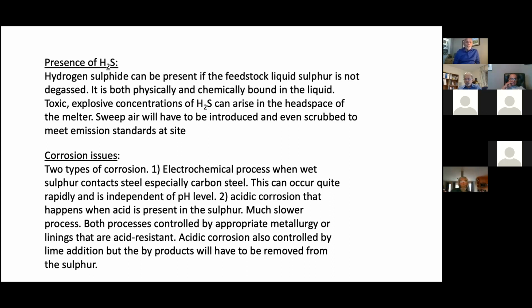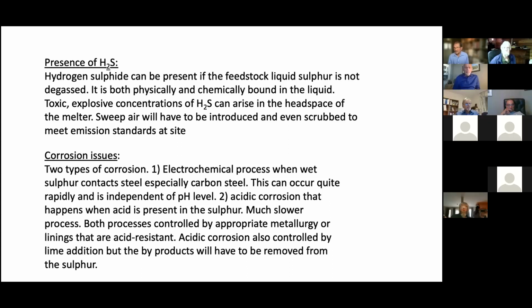And there are also corrosion issues that are faced depending on the metallurgy you use, of course. That's what I've been talking about, metallurgy. You have an electrochemical corrosion process when wet sulfur contacts steel, especially carbon steel, and it can occur quite rapidly, and it doesn't depend on the pH level of the sulfur, believe it or not. And you also have acidic corrosion when acid is present in the sulfur. Now, again, I'm not going to go too much into the detail of these corrosion processes. I've got plots and all that. But you have to control this by metallurgy and linings that are acid resistant.